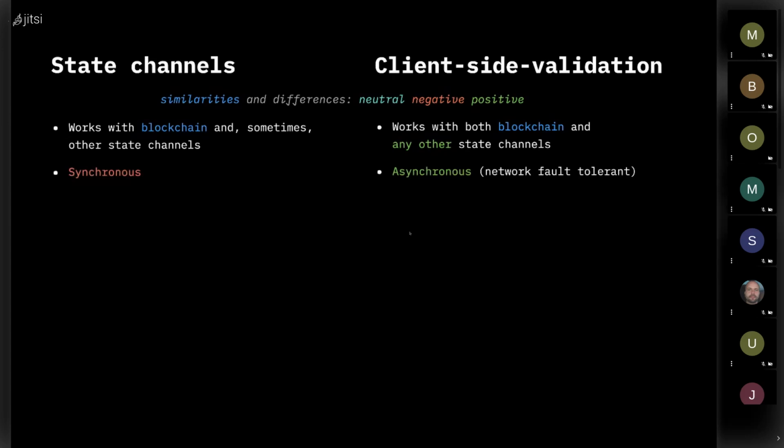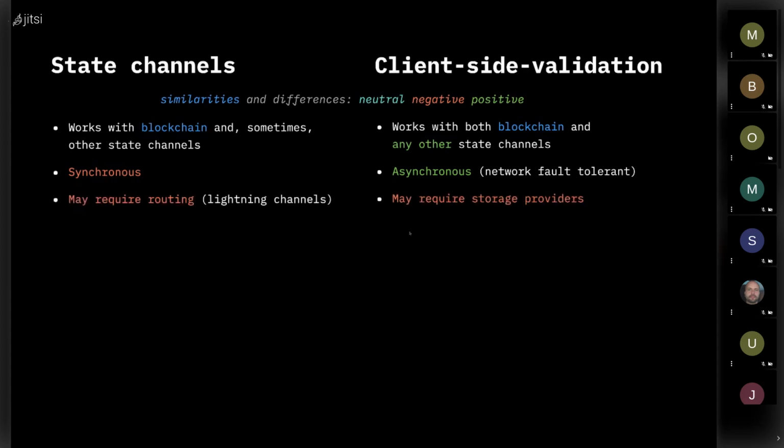State channels are synchronous, meaning that all parties performing some action with a state channel have to be online. While client-side validation is asynchronous, which means that it is resistant to network failures. You can initialize an operation in offline mode, and while you still may need interactivity, you don't require all peers to be online, and the operation can be completed in asynchronous mode.